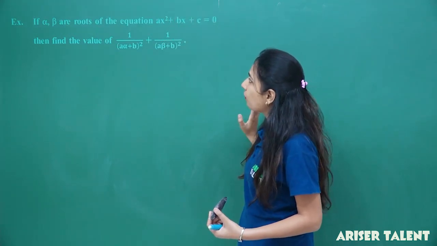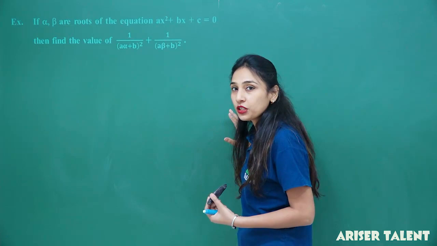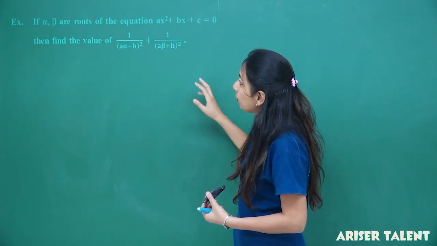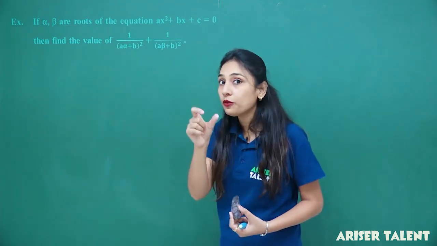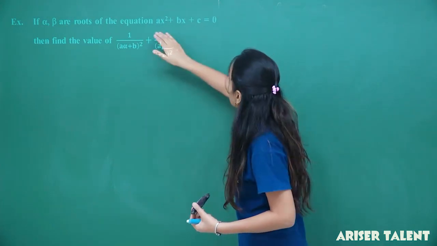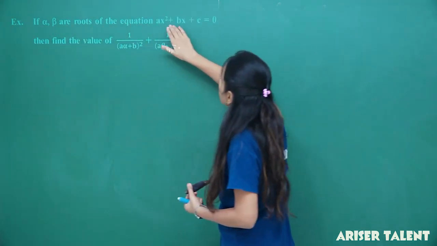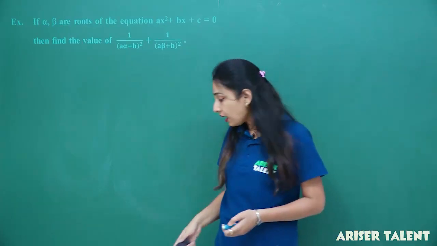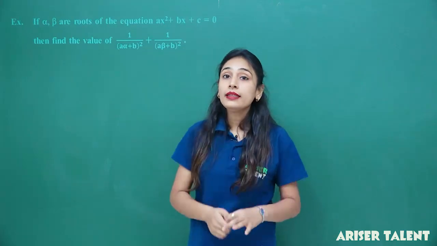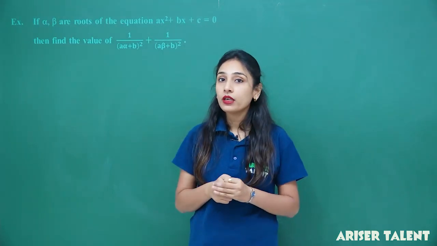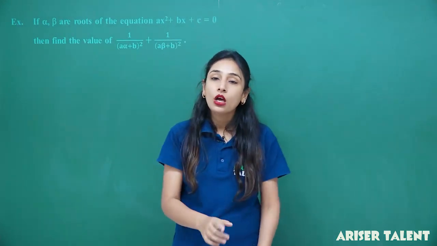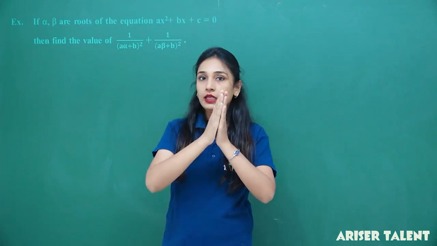Okay. So it's obvious, students, that you are provided with some information. Look into the question. You have to find out this value, but you are provided with some specific information, and that information is that alpha and beta are roots of this equation. Now if alpha and beta are roots of an equation, then the value of the equation will be 0 at x equals alpha and x equals beta.